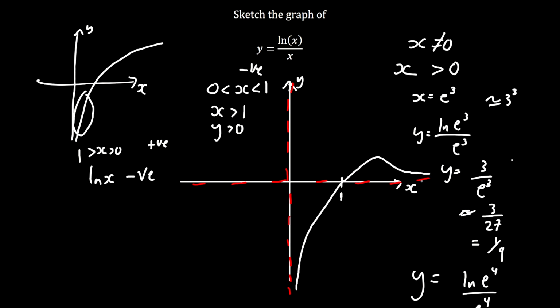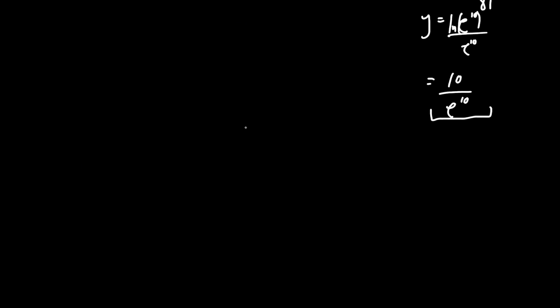And we can find this maximum by just differentiating the function y equals ln x over x. How we're going to do that is just using the quotient rule. If you're not familiar with the quotient rule, you can use a combination of the product rule and the chain rule.